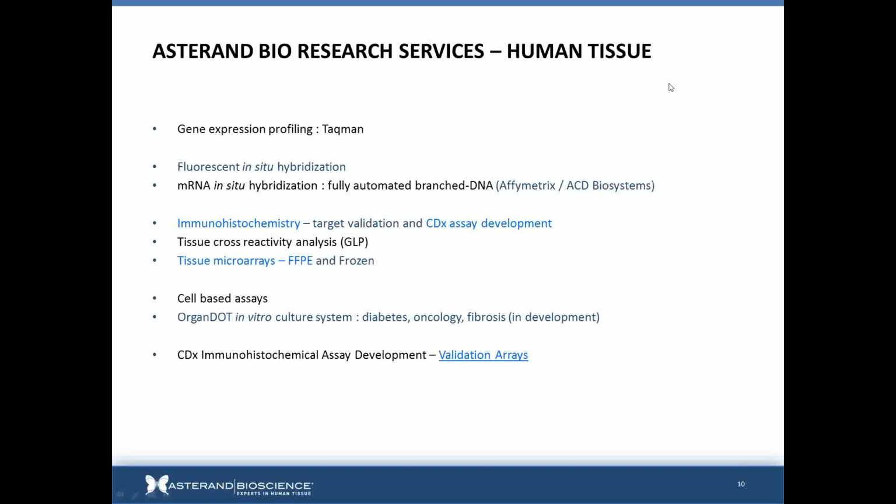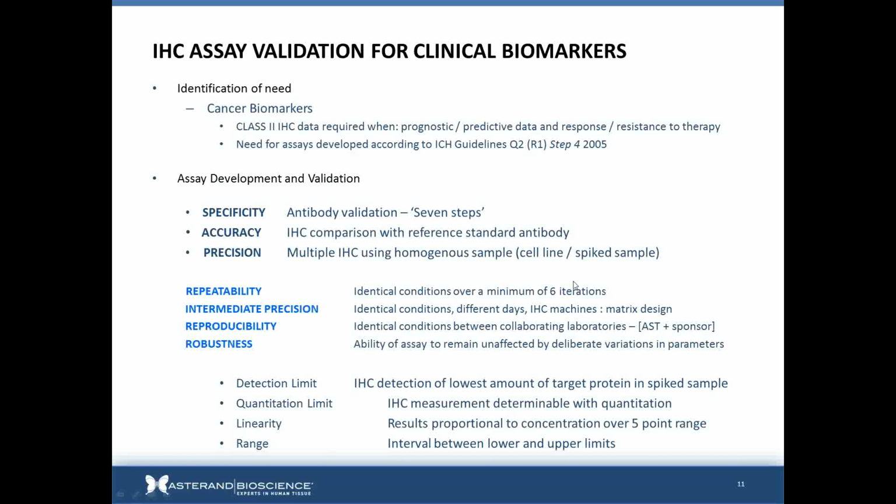So moving on to the case study, we're going to be looking at validation arrays and development of companion diagnostic immunohistochemical assays. The assay development usually follows these guidelines, and these are taken from the ICH guideline document. The specificity component we address quite thoroughly using the 7 steps approach, but the accuracy, precision, and particularly the quantitative elements present more of a challenge to conventional IHC, where qualitative endpoints are more typically used.